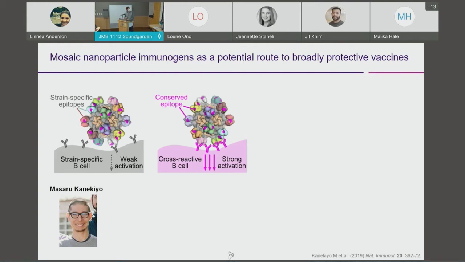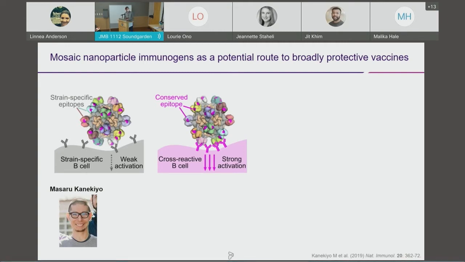So here, you make a nanoparticle immunogen that co-displays related but antigenically distinct antigens that harbor a conserved epitope. So here, the conserved epitope is shown in pink, and you can see that it's common to all of the antigens displayed on the nanoparticle, whereas strain-specific epitopes are represented in different colors. And the idea here is to skew B cell activation in favor of cross-reactive B cells.